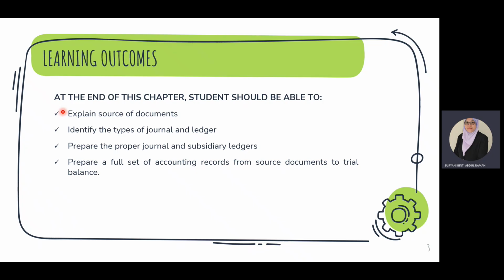Number one, the student should be able to explain source documents. Number two, identify the types of journal and ledger. Next, to prepare the proper journal and subsidiary ledgers. Finally, to prepare a full set of accounting records from source documents to trial balance.